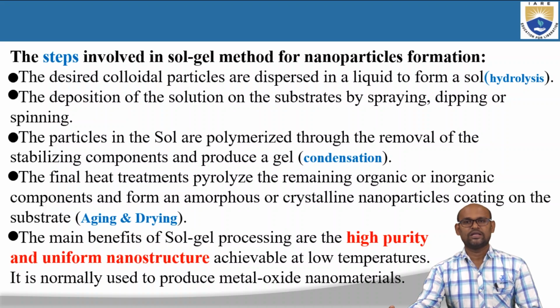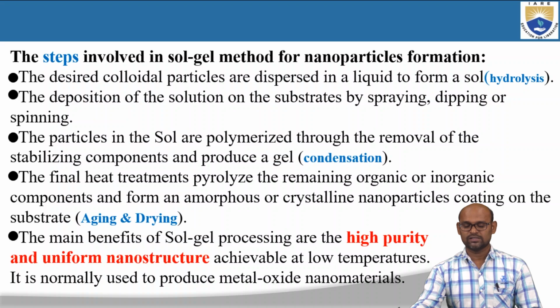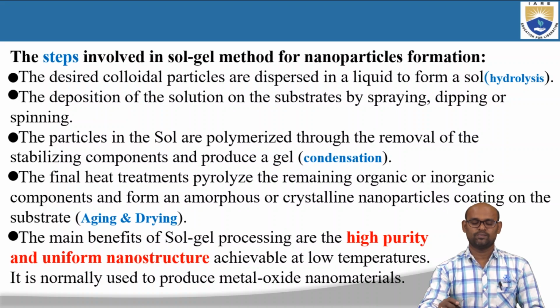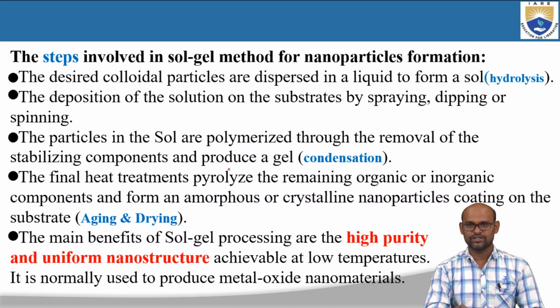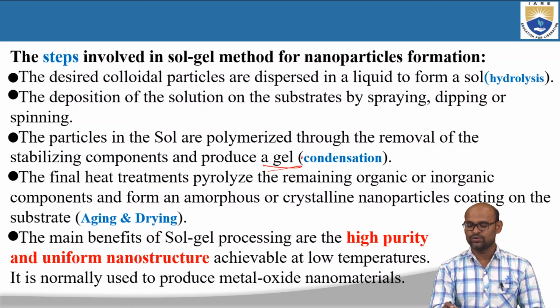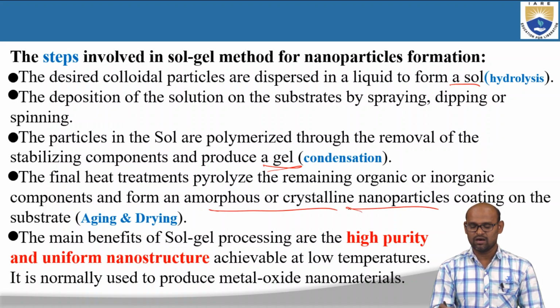So the steps that are involved in the sol gel method are the following. The desired colloidal particles are dispersed in a liquid to form a solution. First, we form a solution, and then the solution is deposited on a substrate by spraying, dipping or spinning. Once we deposit the solution on a substrate, we wait for some gelation time, during which we get a gel. Then, with final heat treatment of this gel, we get the desired nanoparticles in the crystalline or amorphous state.